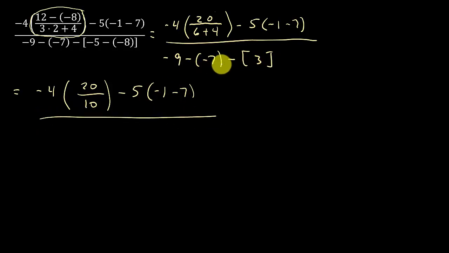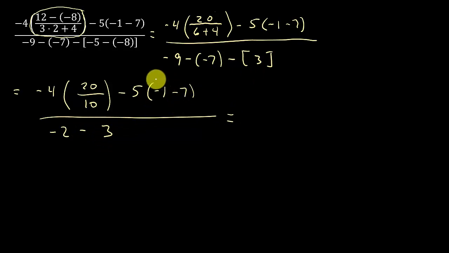Now, what about this? Well, look at this. All I have now is what? Subtraction, okay? The adding and subtracting. So I've got -9 minus -7. Well, -9 plus 7, right? That's -2 minus the 3. All right, so now what do we have?